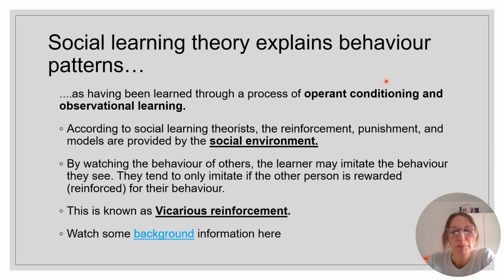Social learning theory explains behaviour patterns as having been learned through a process of operant and observational learning, so it's that combination. According to social learning theorists, the reinforcement, punishment and models are provided by the social environment. By watching the behaviour of others, the learner may imitate the behaviour they see. They tend to only imitate if the other person is rewarded or reinforced for their behaviour. This is known as vicarious reinforcement.